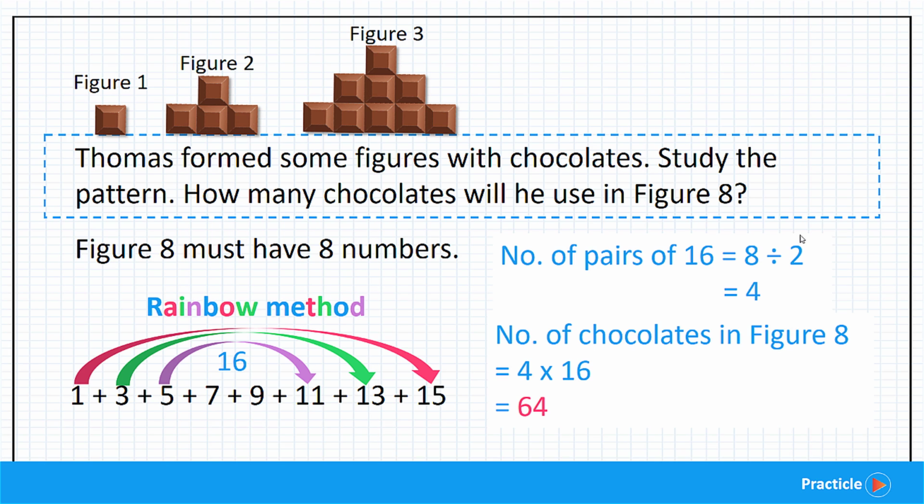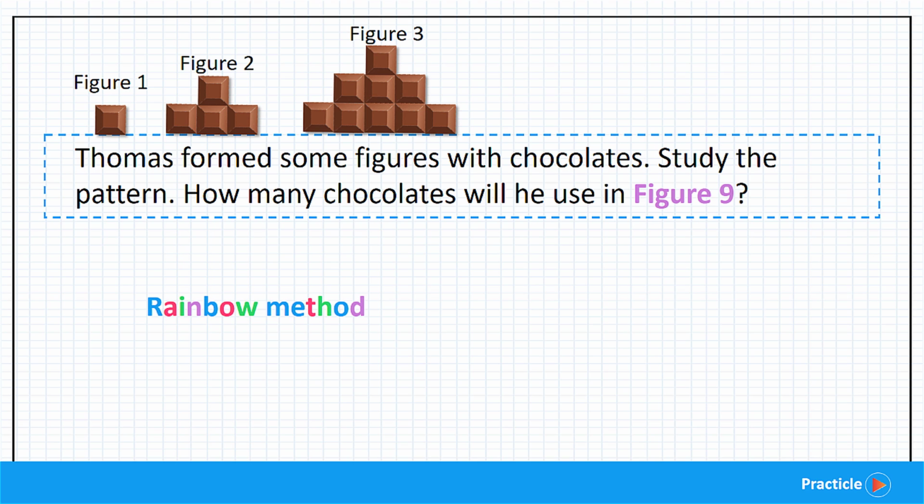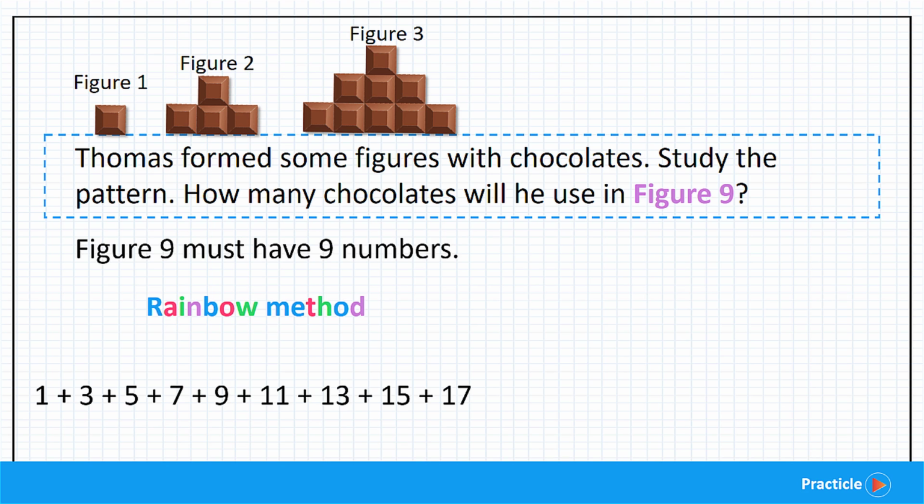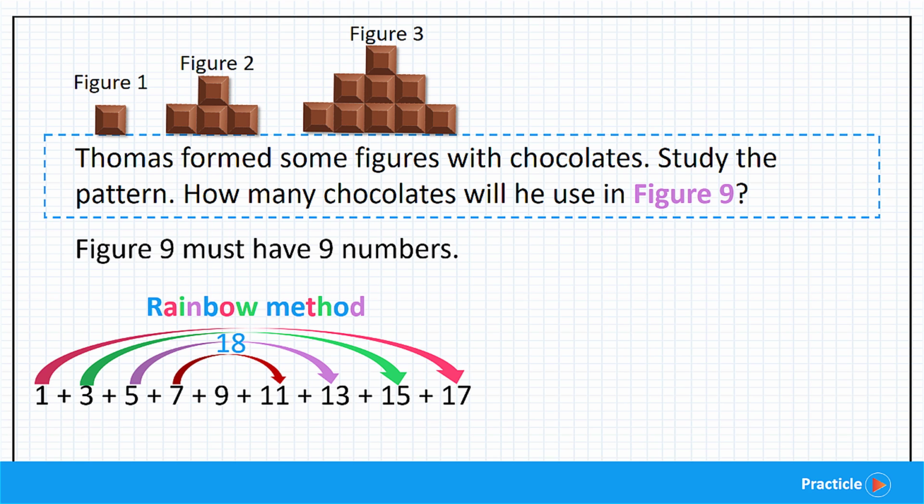Yay! But some of you might be thinking, what if we need to find the number of chocolates that Thomas used for figure 9 instead? If we need to solve for that, you'll notice that we'll be dealing with 9 numbers now. And using the rainbow method, we'll pair up the numbers as before by choosing a number from the front and a number from the back. But as you can see, every pair adds up to 18. But because we have an odd number, there will be a middle number that's all alone. And we'll need to add that in as well. This is something that we need to take note of when we are dealing with odd figure numbers in this case. So far so good?